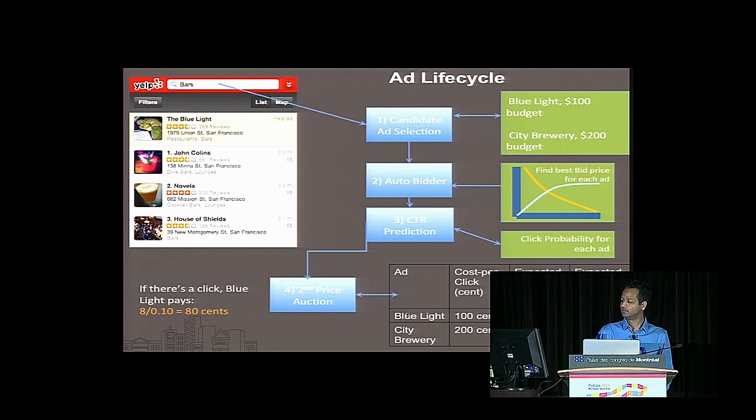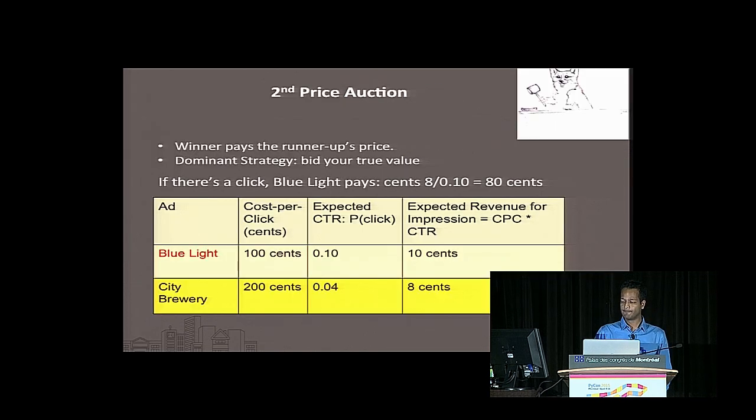So let's say Blue Light wins the auction. Then Blue Light will be returned as the result. However, Blue Light will not pay what it bid. Blue Light will pay what the runner-up would have paid. In a second price auction, it is shown that the most optimal strategy for every advertiser is to bid your true value, right? So therefore, I just want to go into a little more detail over here.